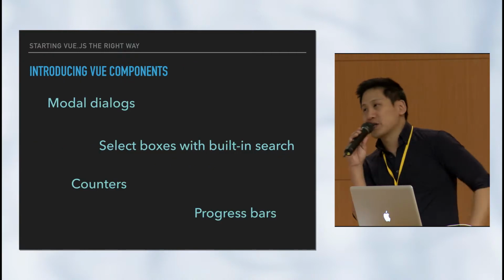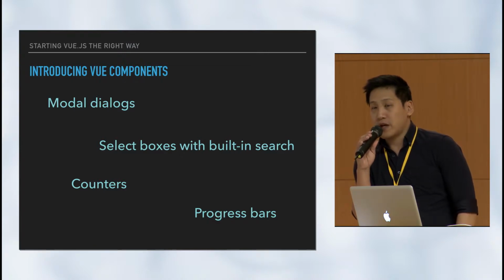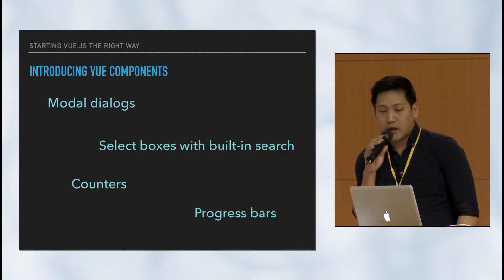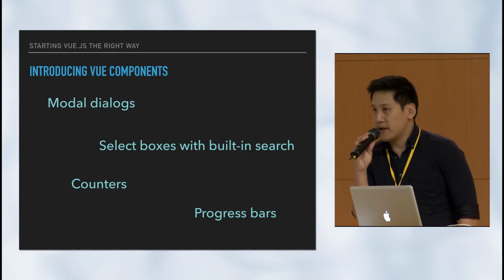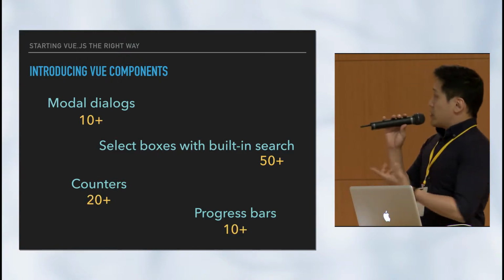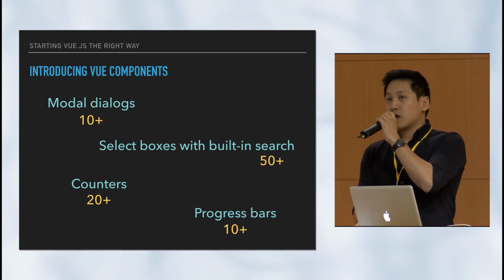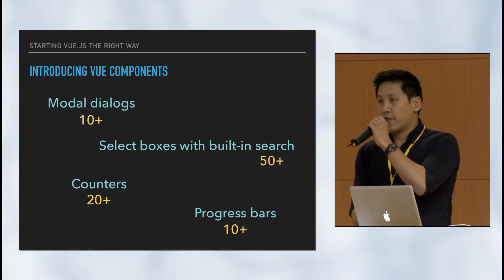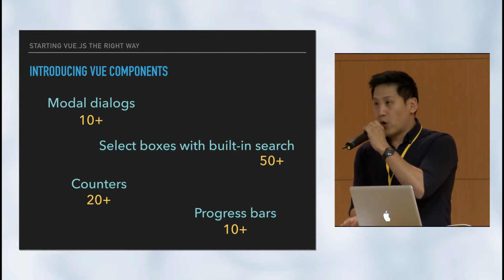Anyways, eventually the journey took us to a point where we realized that there are a lot of repeated things in our system. Things like modal dialogs, select boxes with built-in search, counters, progress bars, all these things that appear again and again in the system. Just to show you how many of them there are, these are the numbers that we found in the system itself. Looking at all these numbers, we realized that it might be easier for us to turn some of our Vue code into components instead.